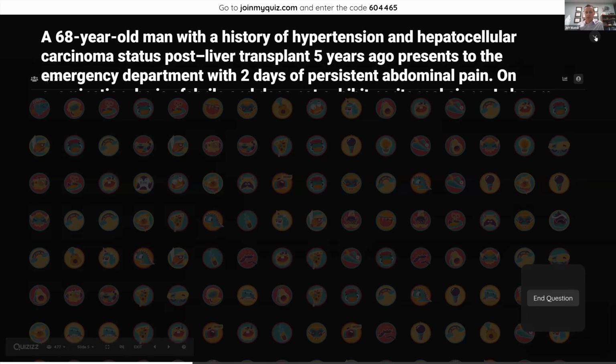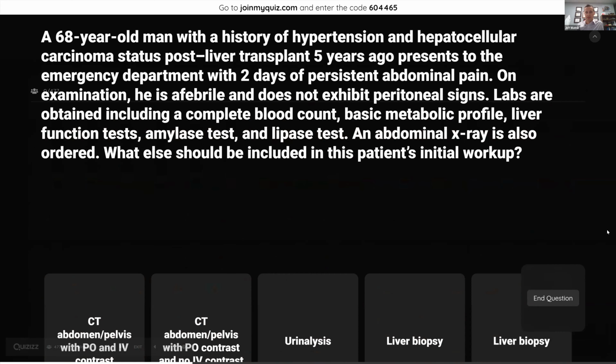Question number 4: a 68-year-old man with a history of hypertension and hepatocellular carcinoma status post-liver transplant 5 years ago presents to the emergency department with 2 days of persistent abdominal pain. On examination, he's afebrile and does not exhibit peritoneal signs. Labs are obtained, including a CBC, basic metabolic panel, liver function tests, amylase and lipase. An abdominal x-ray is also ordered. What else should be included in the patient's initial workup?